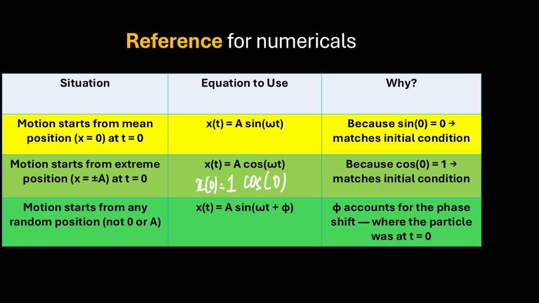If motion starts from any random position, not the mean position or the extreme position, we use the equation x(t) = A sin(ωt + φ). What is φ? In simple terms, φ accounts for the phase shift, where the particle is at t = 0. More of this in the next immediate question.